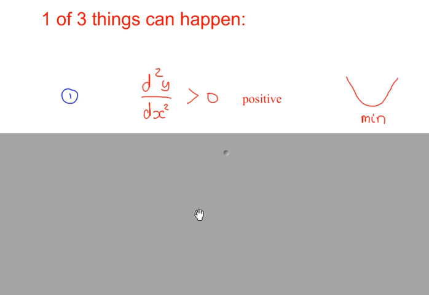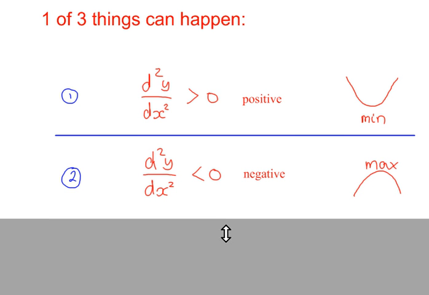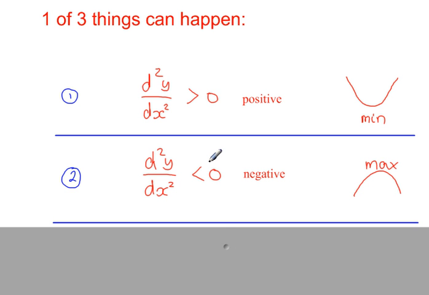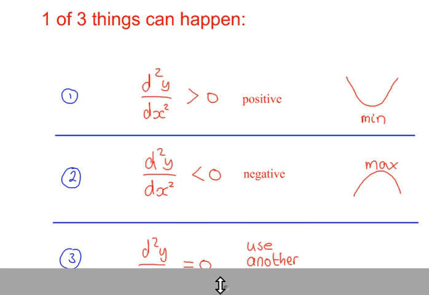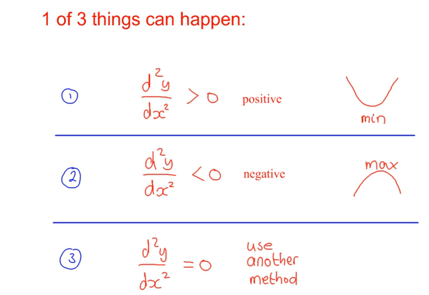So one of 3 things will happen at this stage. You've put your x values for your stationary points, you substitute them into the second derivative, and you'll get a numerical value at this point. If it's a positive value, it means your stationary point is a minimum point. And if it's a negative value, it means your stationary point is a maximum point. And if it's equal to 0, the method's failed, so you need to use another method.